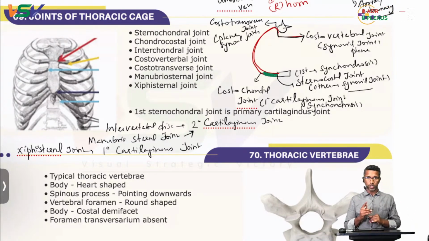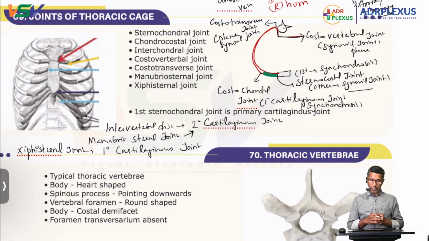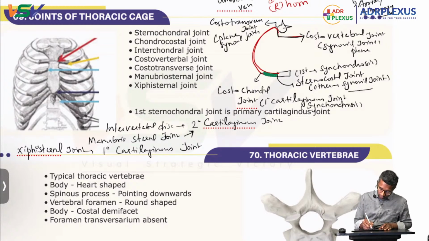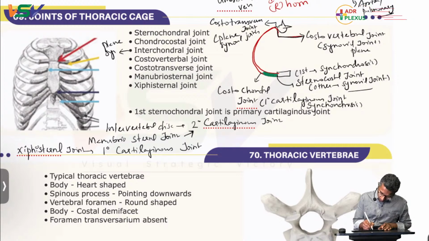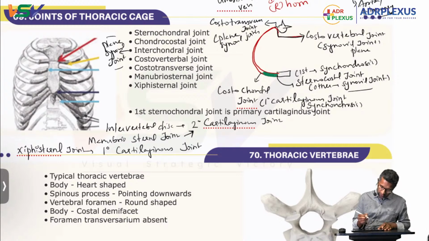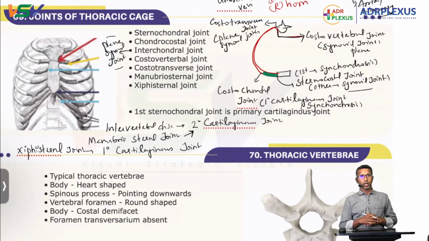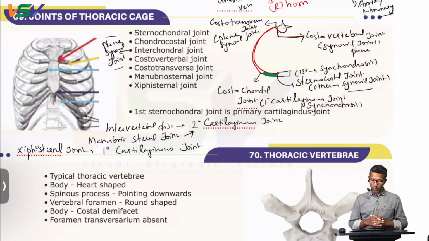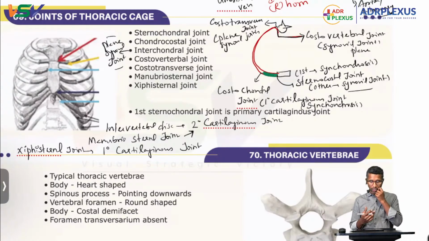And there is only one joint left here now, the interchondral joints. The interchondral joints are all examples of plain synovial joints. So this is an important potential question area. They can give you any of these joints and ask what type of joint it is.